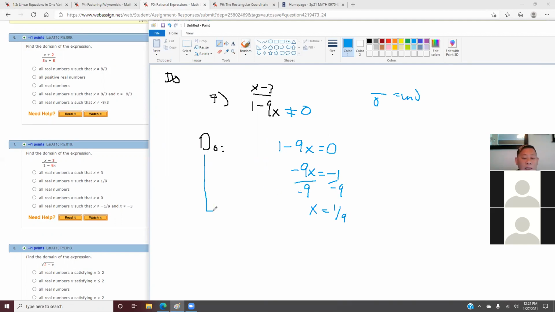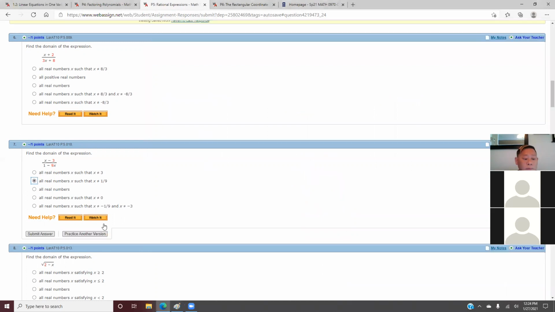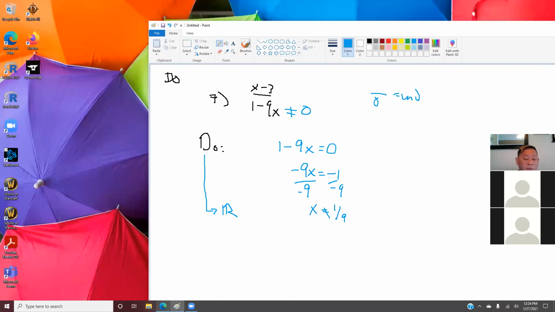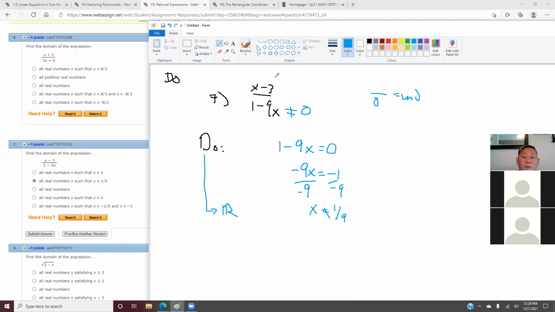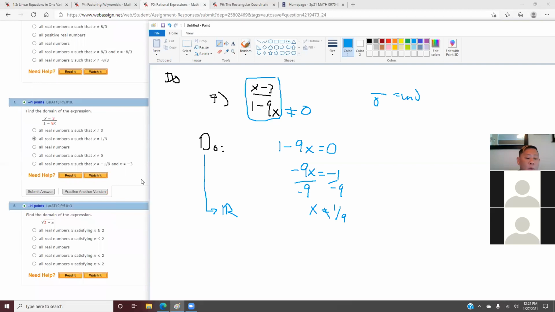So your domain in this case will be all real numbers. This is the symbol for all real numbers, because I'm lazy. Except x cannot be 1/9, so you just slash it out. So your answer in this case will be A here. This is for when you have what we call a rational expression. Okay, but when you do question 8, it's a square root.